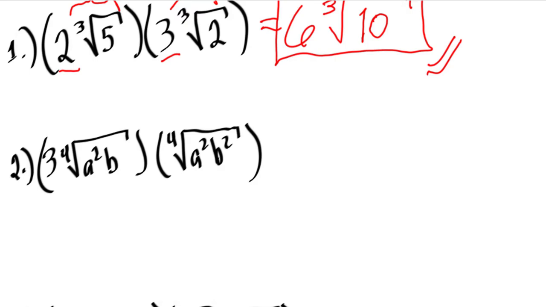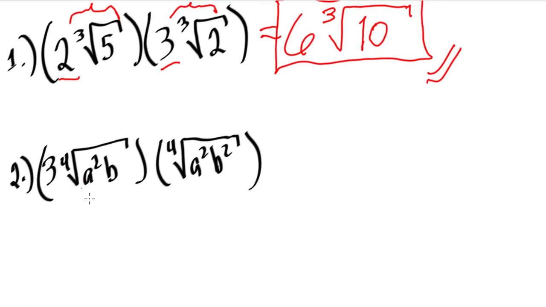For the second example, what we have here is 3 4th root of a squared b times 4th root of a squared b squared. Since there's only one coefficient here, which is 3, just copy that. What can we do with that? Nothing. Then, since these radicals are both 4th roots, let's put them under one 4th root, where we're going to multiply a squared b times a squared b squared.